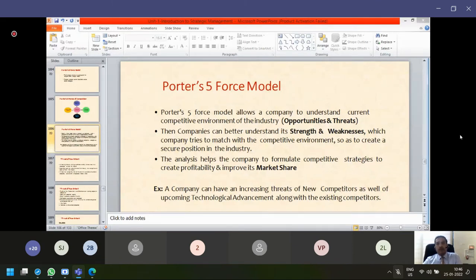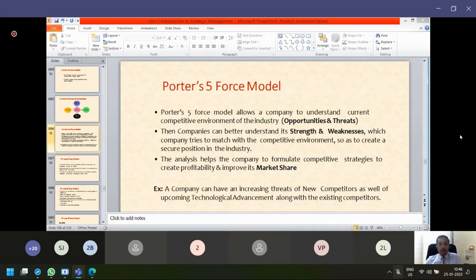For understanding whether it is attractive or not, whether to stay in that business or not, or how to strengthen our position, for all those purposes we can identify all those strengths and weaknesses, opportunities and threats, and formulate appropriate strategies to match and cope with all those aspects of opportunities and threats.